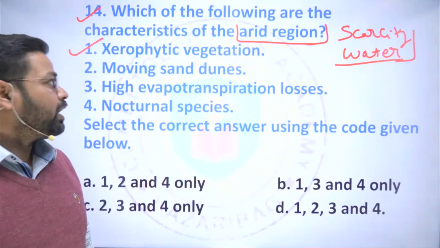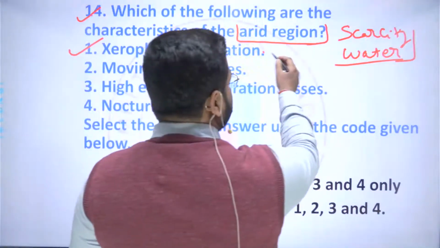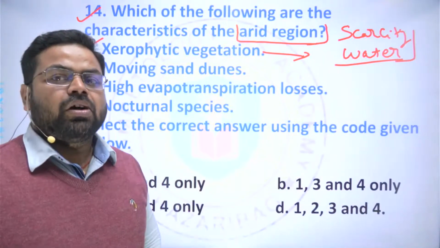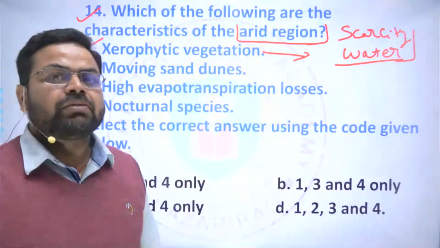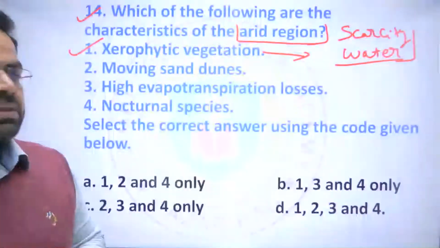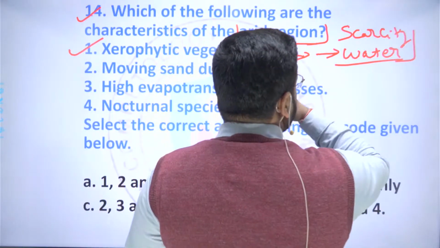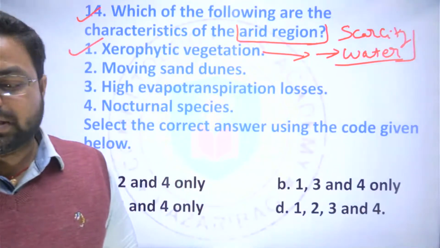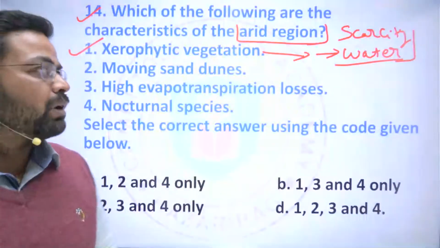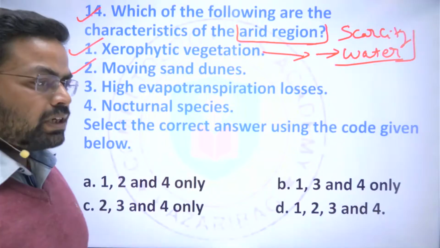characteristic is xerophytic vegetation. Xerophytic vegetation is such type of vegetation where the bark or the skin of the plants is very waxy and thick, and rather than having leaves they have thorns, and to save water such kind of adaptation is there in the plants, and such type of plants is called xerophytic plants or xerophytic vegetation. So first one is the correct statement.